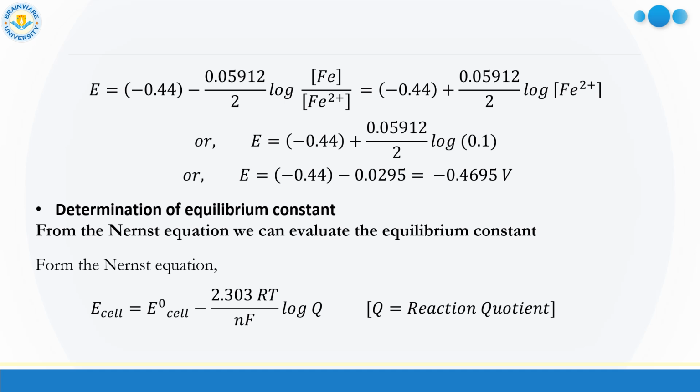Another application of the Nernst equation is that we can evaluate the equilibrium constant from this Nernst equation. The simplified form of the Nernst equation I have written here is E cell equal to E0 cell minus 2.303 RT by nF log of Q. This is the generalized form, since we are not assuming T to be 298 Kelvin, where Q is the reaction quotient, that is the concentration of the product divided by concentration of the reactant.